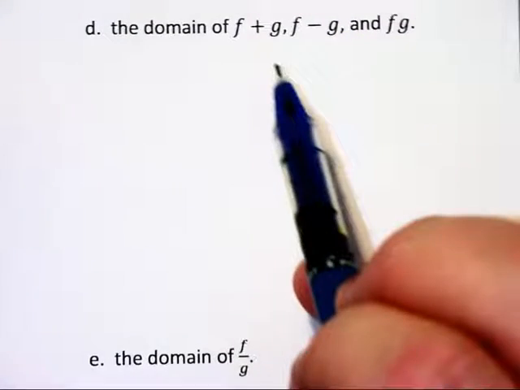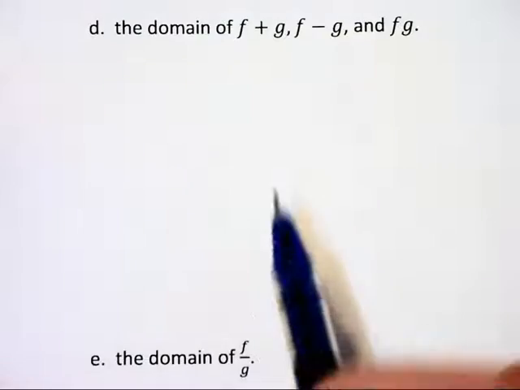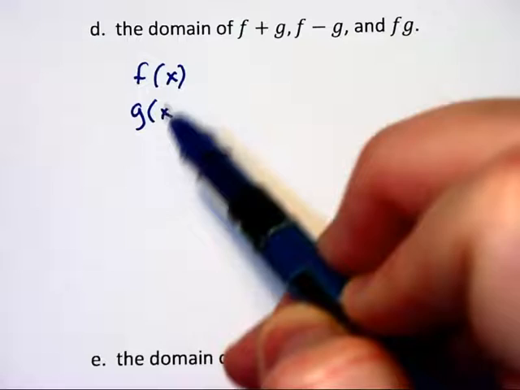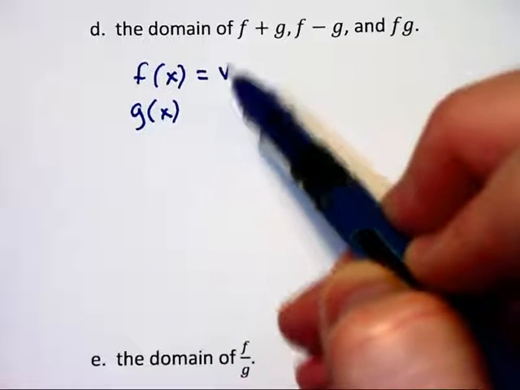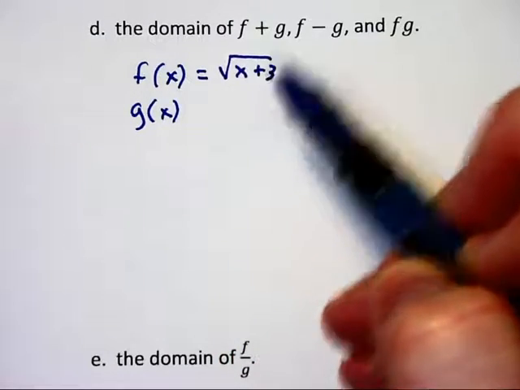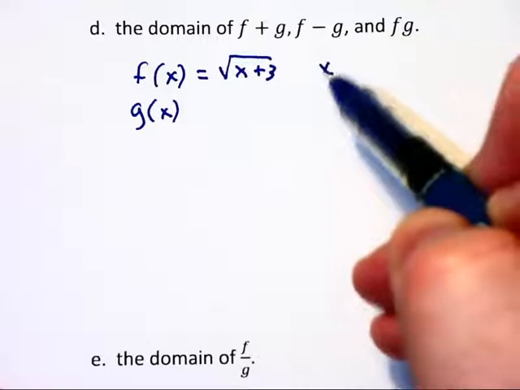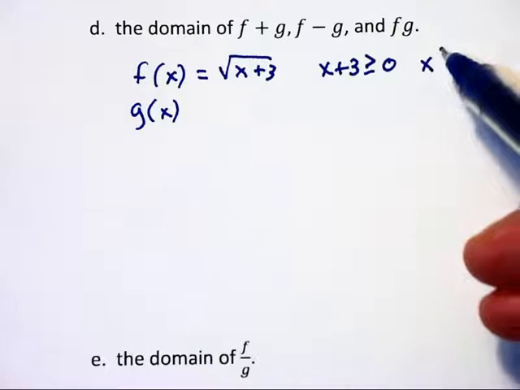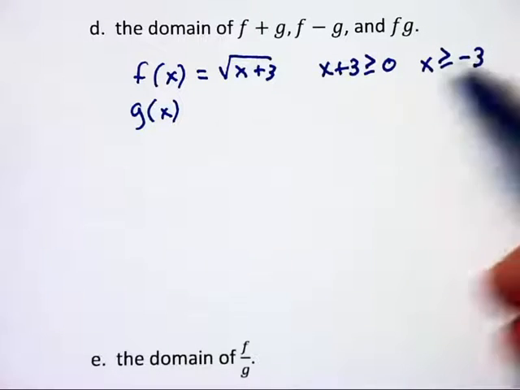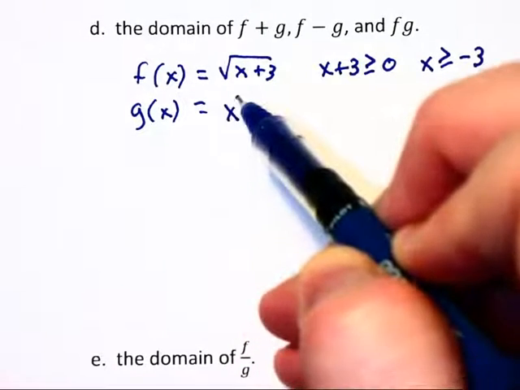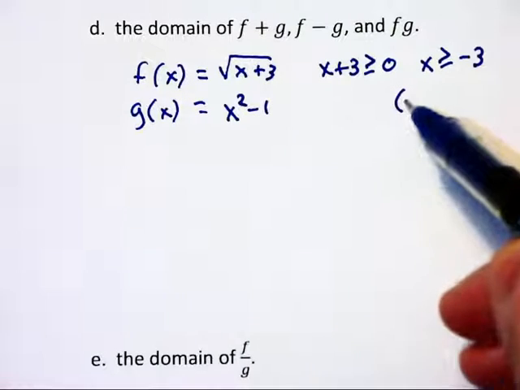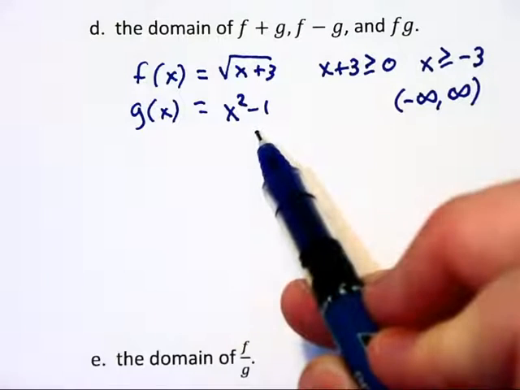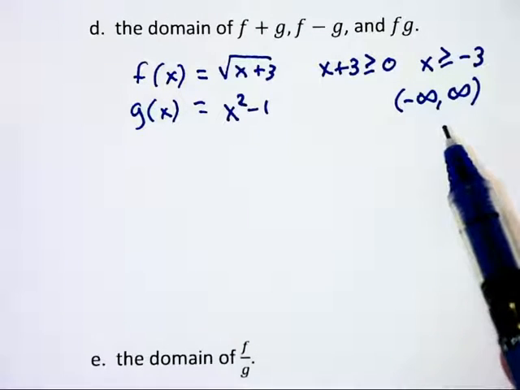Now, let's find the domain of the sum, difference, and product of these functions. Let's look at f of x and g of x separately. F of x is equal to the square root of x plus 3, and therefore we know that x plus 3 must be greater than or equal to 0, and therefore x must be greater than or equal to negative 3. G of x is x squared minus 1, and the domain is all real numbers. There are no fractions, there's no square roots, and there's no logarithms, so there's no restrictions here.